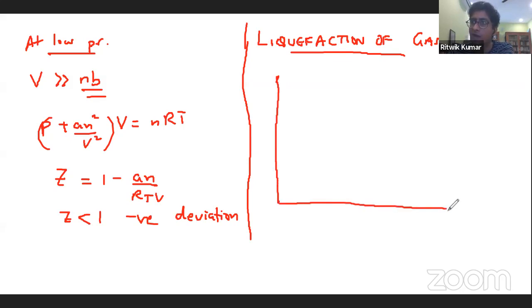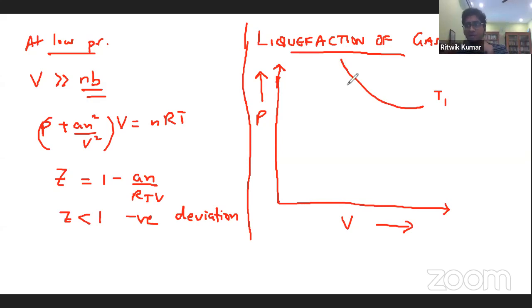So let's look at liquefaction of gases, or the process of gases converting to liquids. You're drawing a PV graph, pressure versus volume. Now we know that a normal PV graph of a gas is in this manner for a particular temperature, let's say T1.